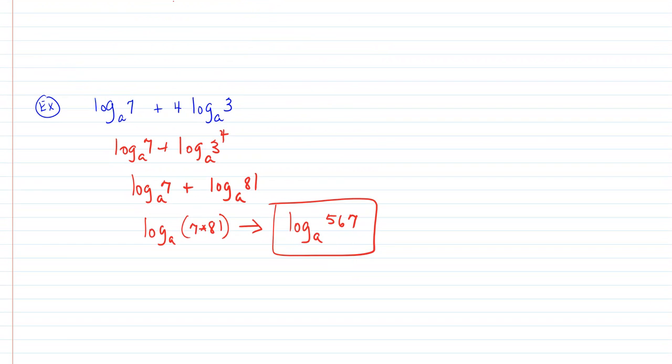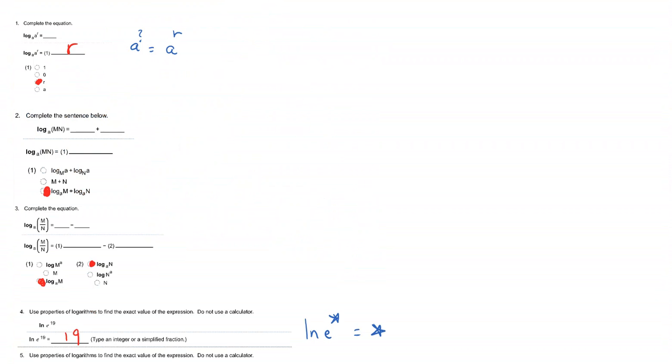Let's go look at the problem set. So this is a short section as far as problems. There's only 10. Let's see what we get. Log base A of A to the R. Remember what we said? A to what power gives me A to the R? Well, that's got to be R.